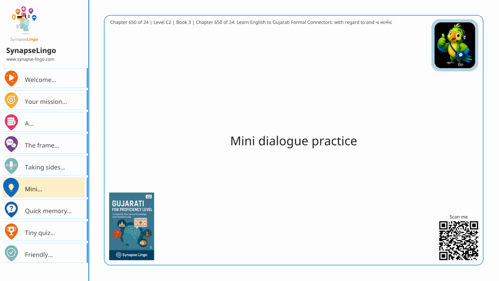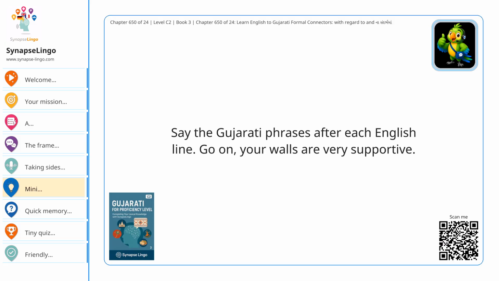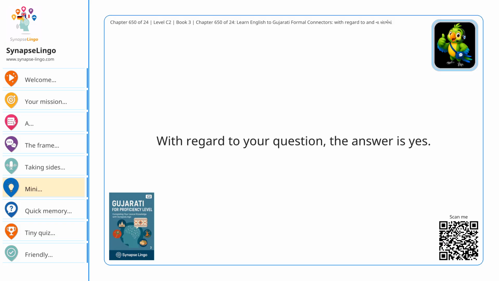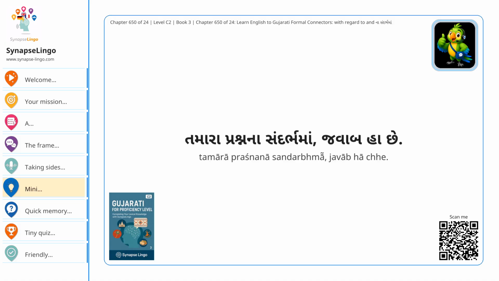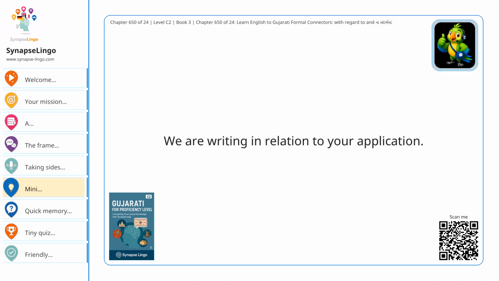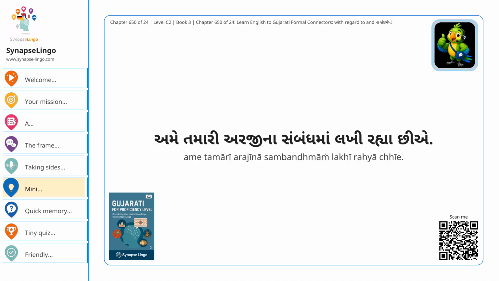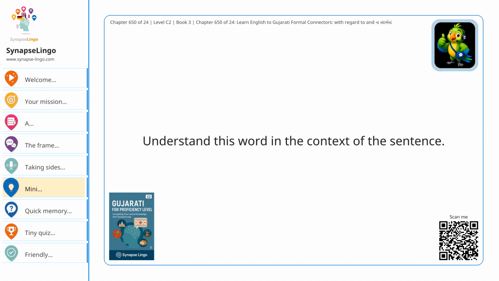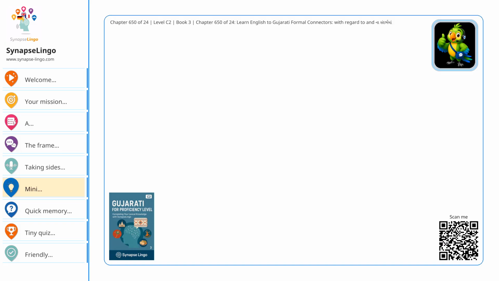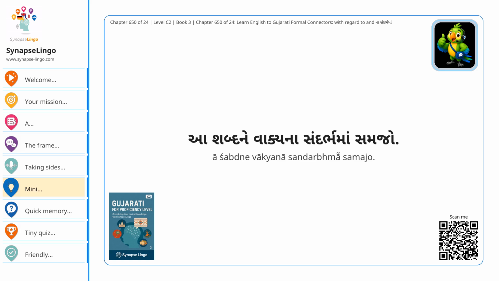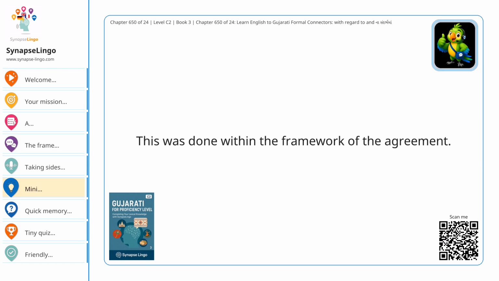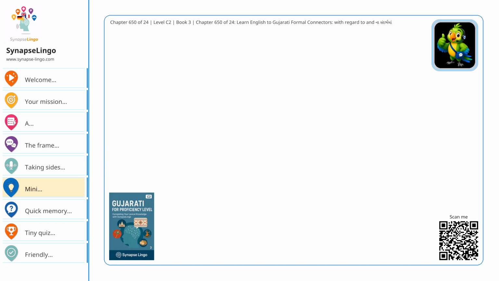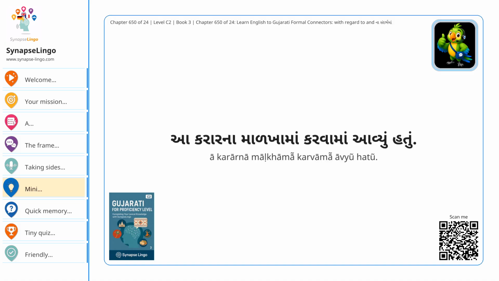Mini dialogue practice. Say the Gujarati phrases after each English line. Go on, your walls are very supportive. With regard to your question, the answer is yes. તમારા પ્રશ્નના સંદર્ભમાં જવાબ હા છે. We are writing in relation to your application. અમે તમારી અરજીના સંબંધમાં લખી રહ્યા છીએ. Understand this word in the context of the sentence. આ શબ્દને વાક્યના સંદર્ભમાં સમજો. This was done within the framework of the agreement. આ કરારના માળખામાં કરવામાં આવ્યું હતું.